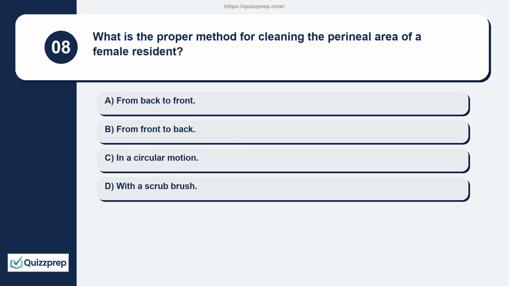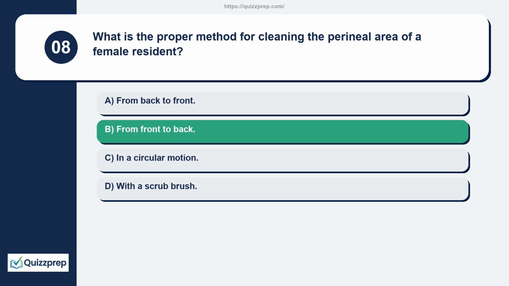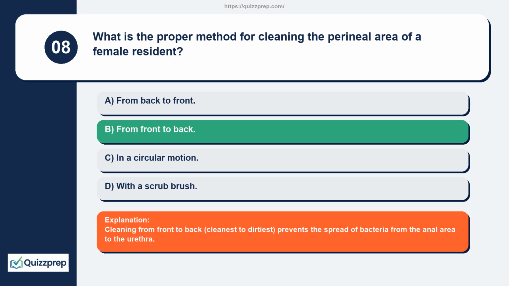Question 8. What is the proper method for cleaning the perineal area of a female resident? From back to front, from front to back, in a circular motion, with a scrub brush. Cleaning from front to back, cleanest to dirtiest, prevents the spread of bacteria from the anal area to the urethra.